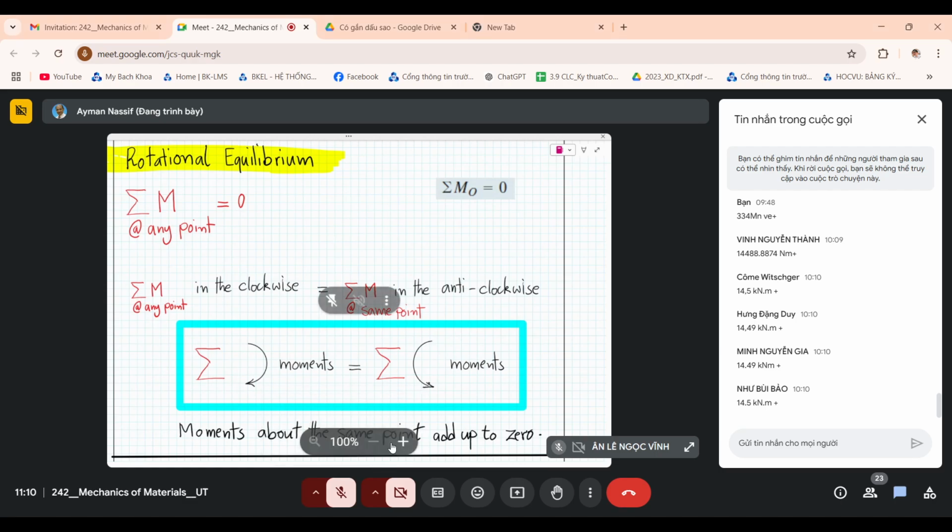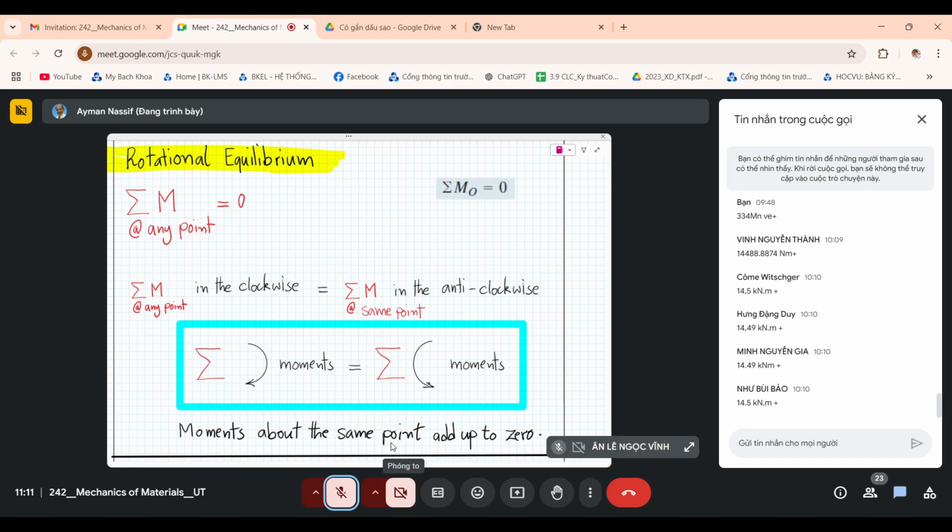The rotational equilibrium is the sum of moments, the sum of the rotational effects about any point in the plane. For equilibrium, this must be equal to 0. So let's take the sum of moments about any point in the clockwise direction, which must be equal to the sum of moments about the same point in the anti-clockwise, or counterclockwise, direction.